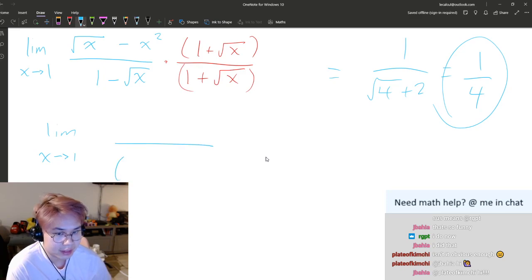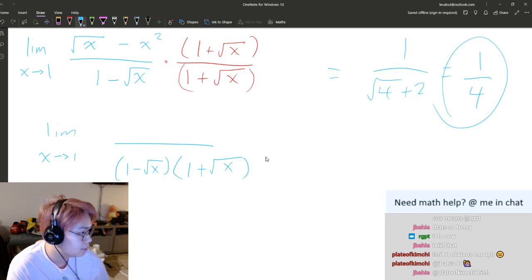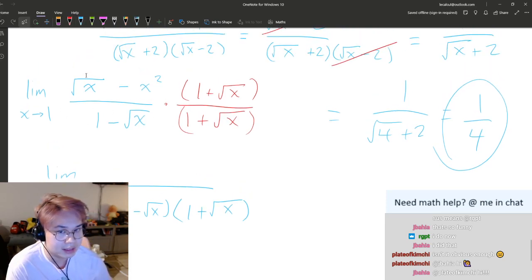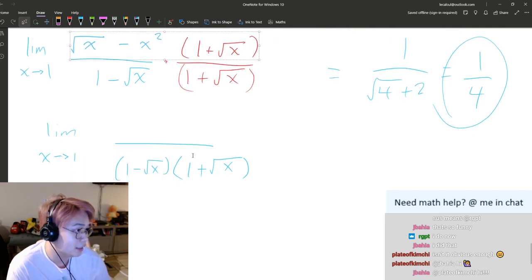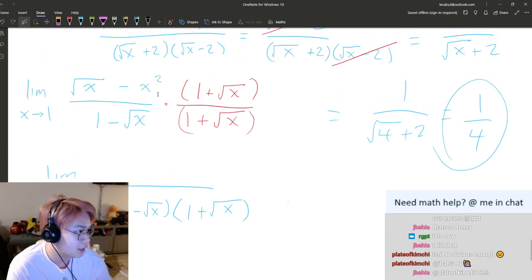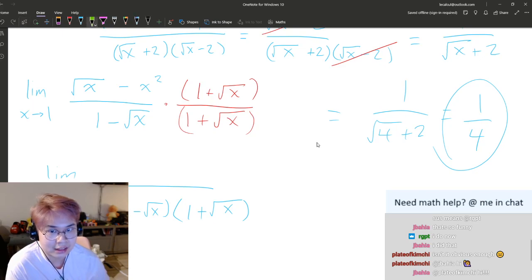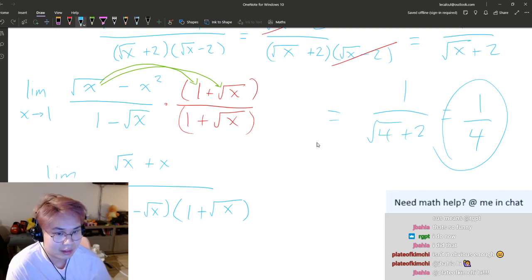Ideally the denominator part is going to cancel out, so I'm not going to multiply it together. I'm going to leave it separated. However, I'm going to multiply this out and play around with it, and see if I can get this to cancel out with something on top. So we're going to expand this out, slowly. Square root x times 1, that's square root x. Square root x times square root x, that's x.